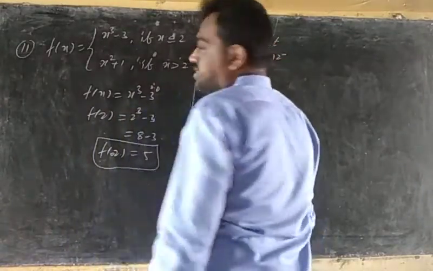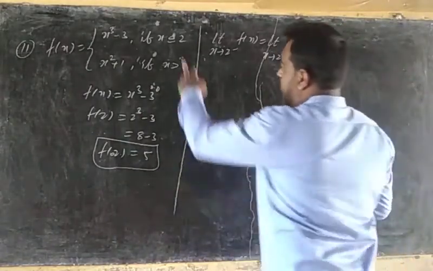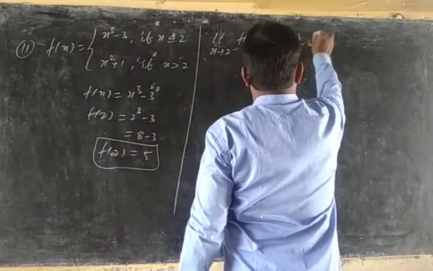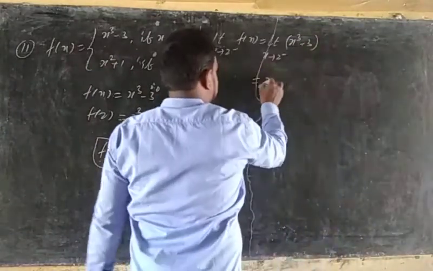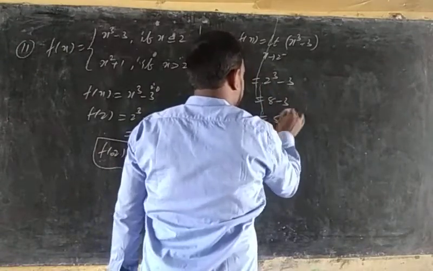2 minus means x is less than 2 or greater than 2? X is less than 2. For x less than 2, f of x is x cube minus 3. So this is equal to 2 cube minus 3, 8 minus 3, 5.